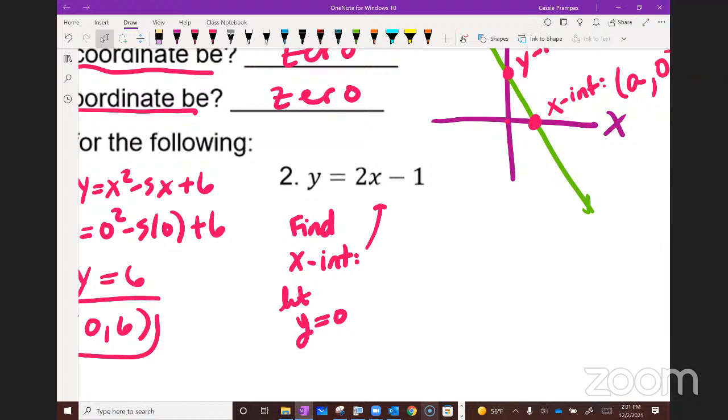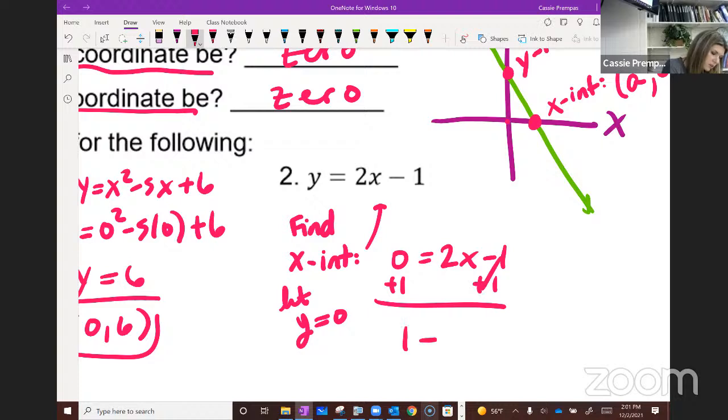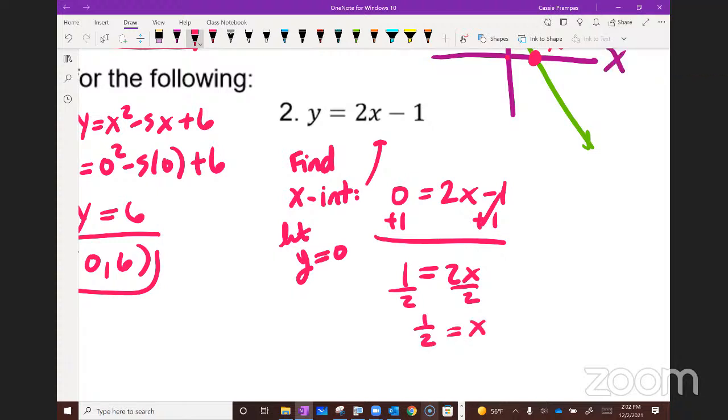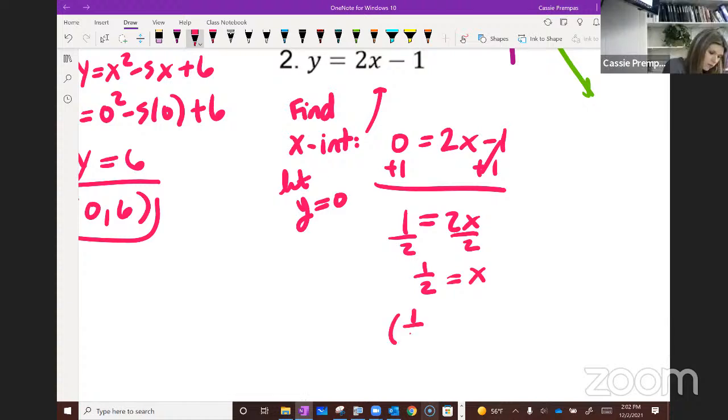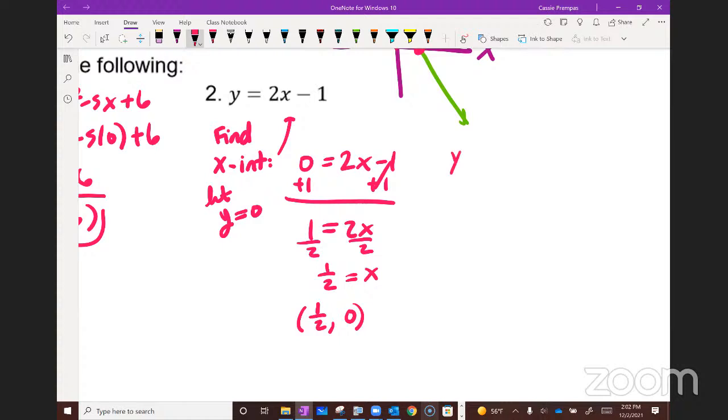To find the x-intercept of any equation, you let y equal 0 and solve for x. So you would have 0 in this case is equal to 2x minus 1. And then you would add 1, and you would get 1 is equal to 2x. Divide by 2, and you'd find that the x-intercept is 1/2. If we listed it as a point, we would say it's the point 1/2, 0. So to find the y-intercept, what should we do?